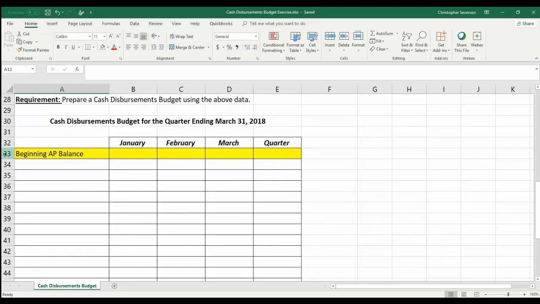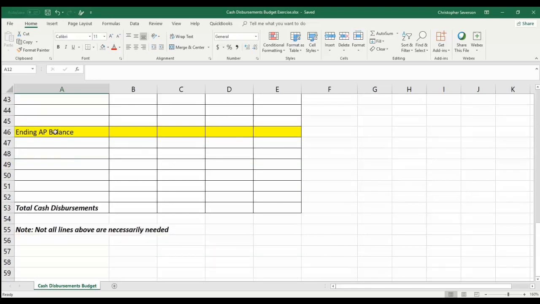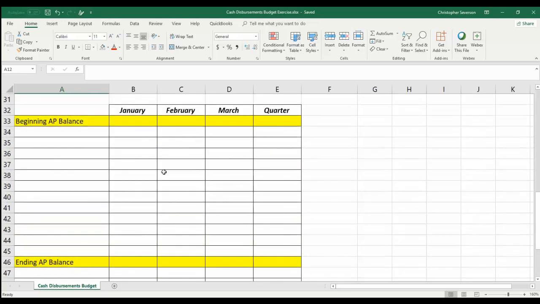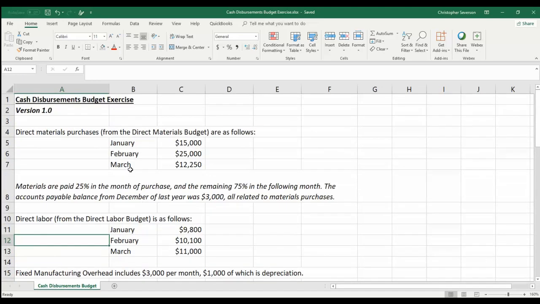I had these rows in yellow, basically identifying the accounts payable balance at the beginning and at the end. Now notice these are informational only. They'll be needed if we were to do the balance sheet later on, but they're not part of the overall calculation. We'll handle the calculation items in the white rows instead. So let's start up here.